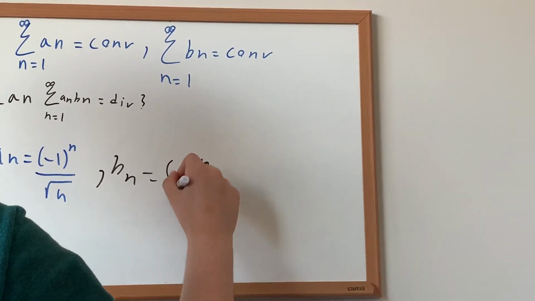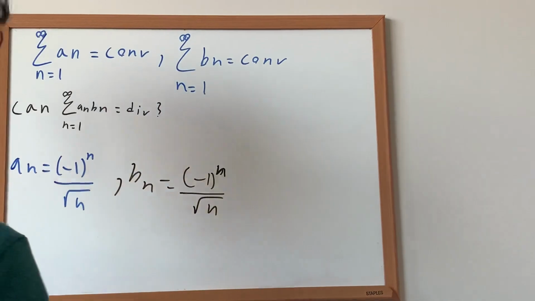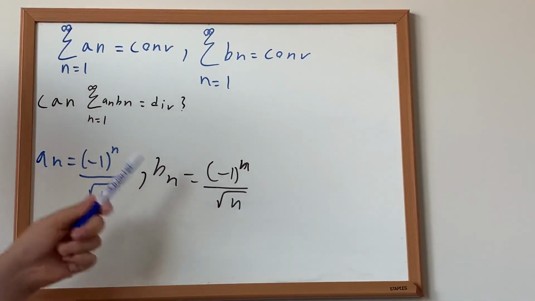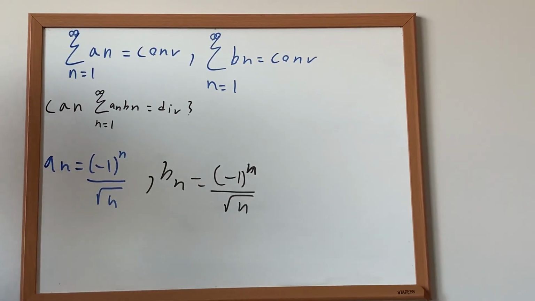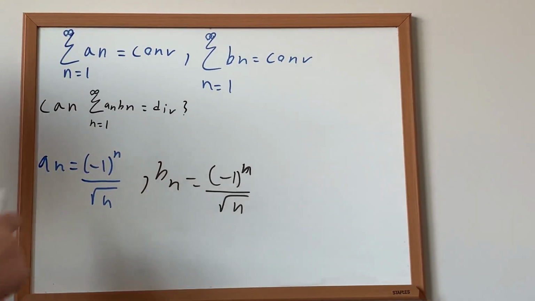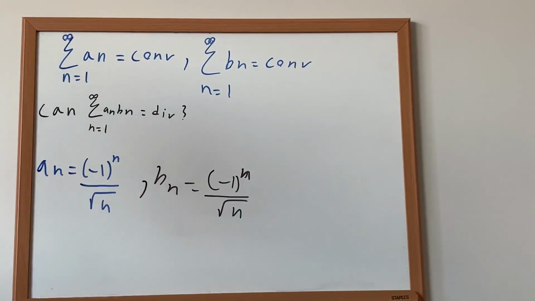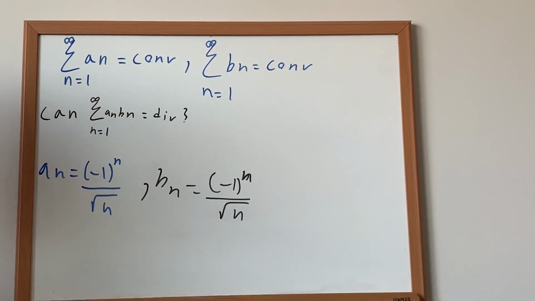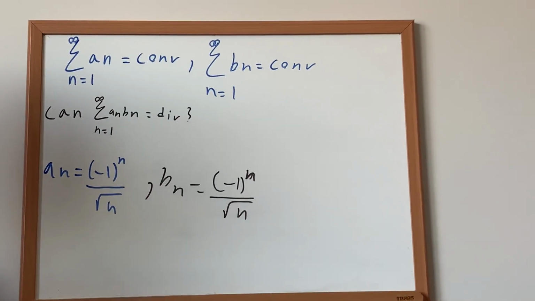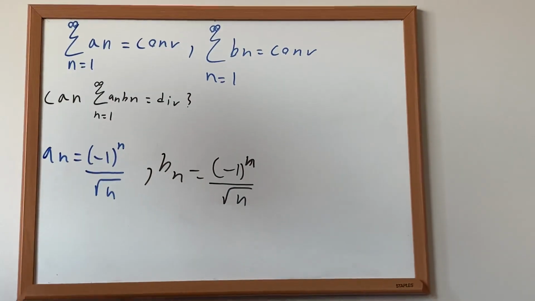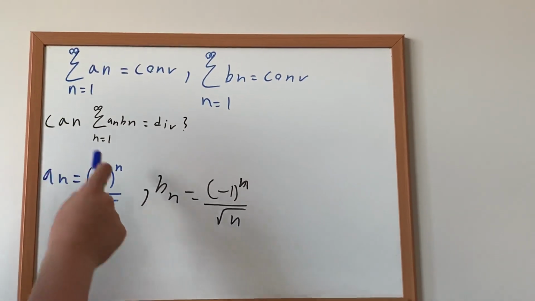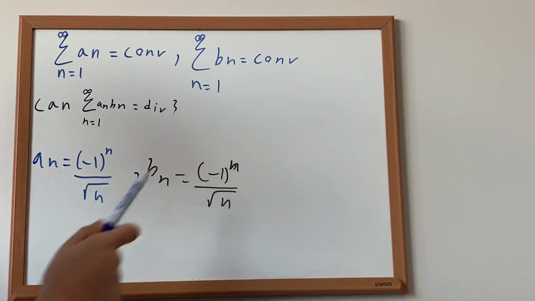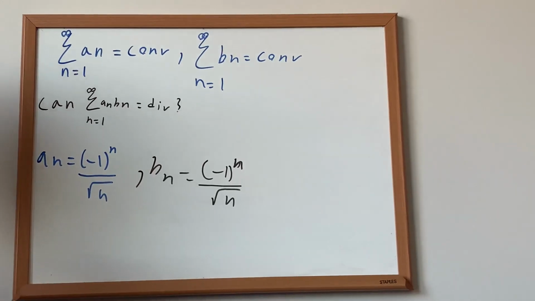negative 1 to the power of n over square root of n. Now, we want to find if the sum of the product of these two can converge. So, if we multiply negative 1 to the power of n times negative 1 to the power of n in the numerator, we see that because the bases are equal, in the power properties we can add these two powers. So negative 1 to the power of n times negative 1 to the power of n is nothing but negative 1 to the power of 2n.